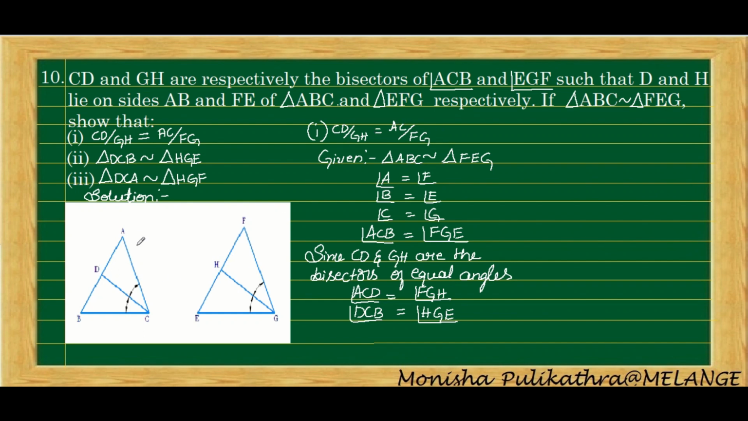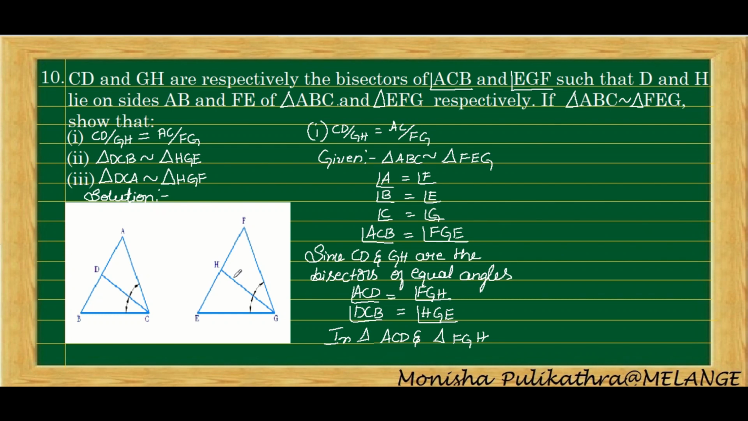CD by GH, AC by FG. For this we need to take this half triangle. There are two triangles, whereas we need to take this first half triangle. So in triangle ACD and triangle FGH, we need to compare these two things.